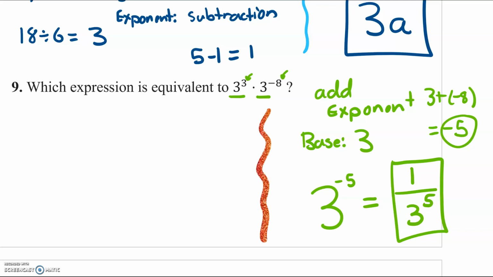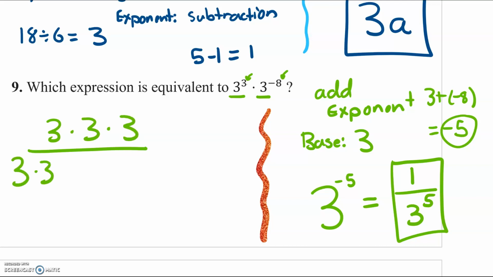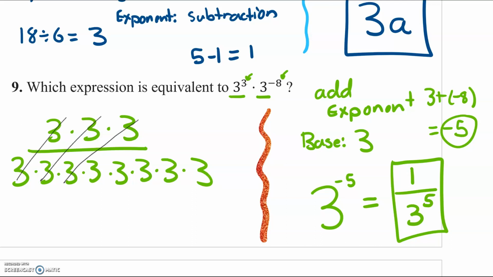All right, other way to do it would be write it out as a big fraction. So 3 to the 3rd, those are positive. I'm going to put 3 3's on top. 3 to the negative 8, they're negative, so they're going to go on the bottom. 1, 2, 3, 4, 5, 6, 7, 8. And cross out my pairs, and I'm left with 1, 2, 3, 4, 5 on the bottom. So I'm going to get 1 over 3 to the 5th power. Okay, so either way we get 1 over 3 to the 5th power.